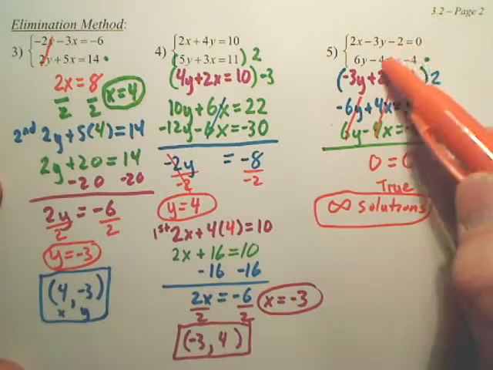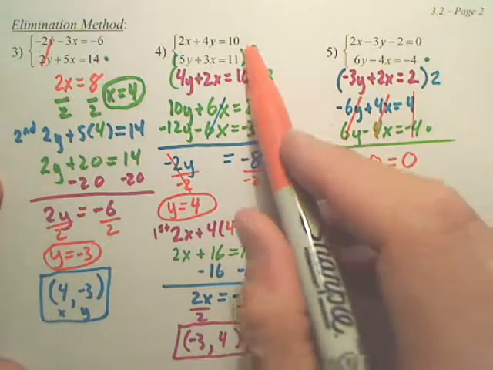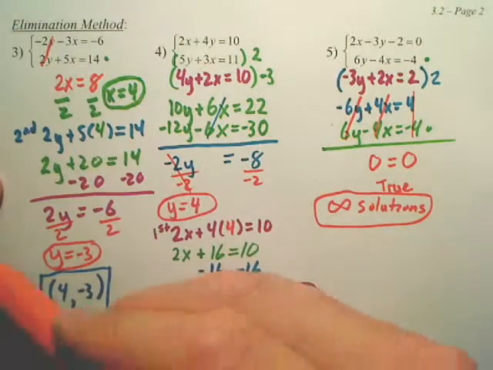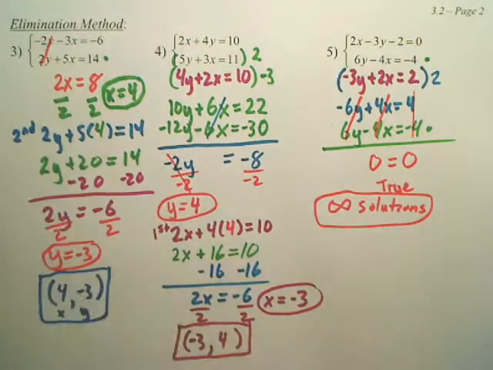So looking back, sometimes you only have to multiply one of them. Sometimes you have to multiply both of them. Sometimes you don't have to multiply anything, just cancel, done. Elimination, hint the name. You're going to eliminate something.